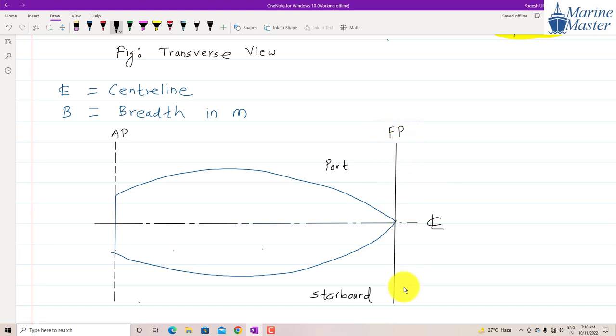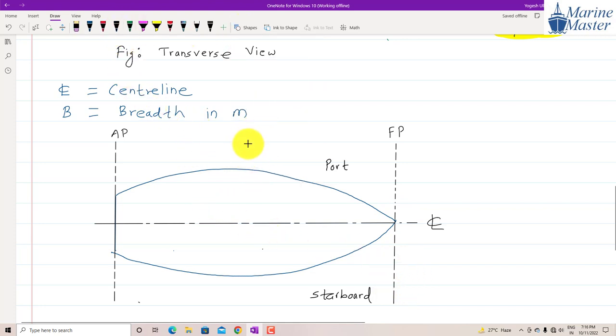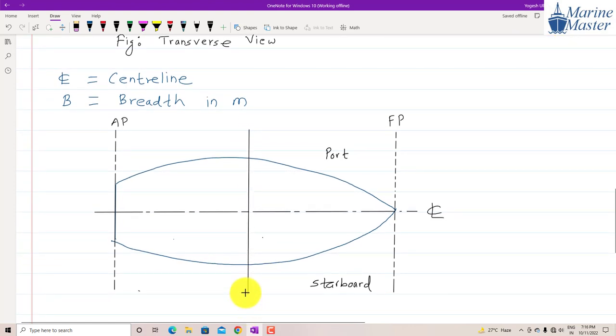So this forward line denotes what, guys? FP stands for forward perpendicular, we have seen. And exactly in between them, the line which passes, what will we call this line? This line is midship. This line denotes midship.